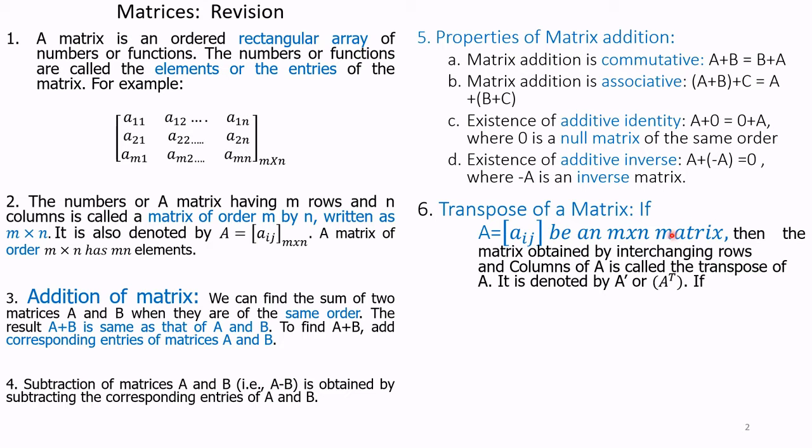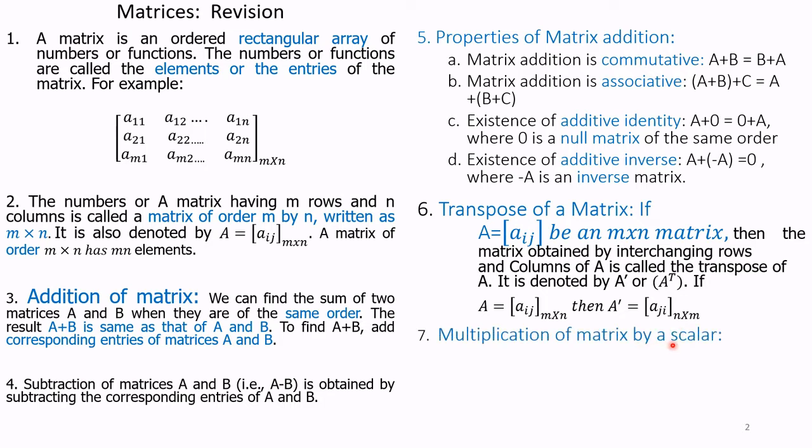Transpose of a matrix. In transposition, we interchange the rows by columns. The transpose matrix is denoted by A dash or A to the power of T. If capital A equals within square bracket small aij m into n, where m is the number of rows and n is the number of columns, and i is the row number and j is the column number, therefore A dash is equal to within square brackets aji n into m.